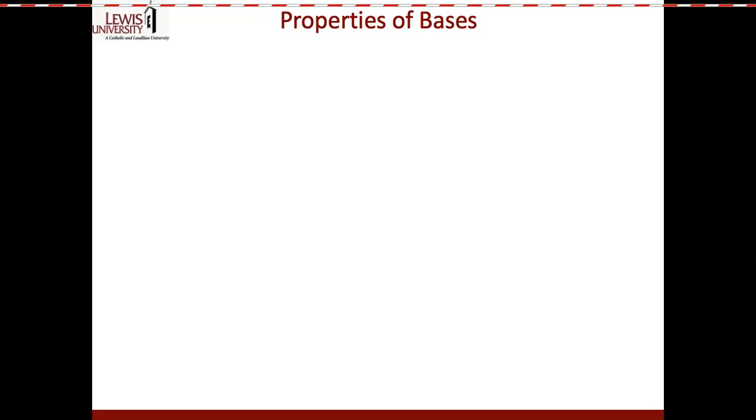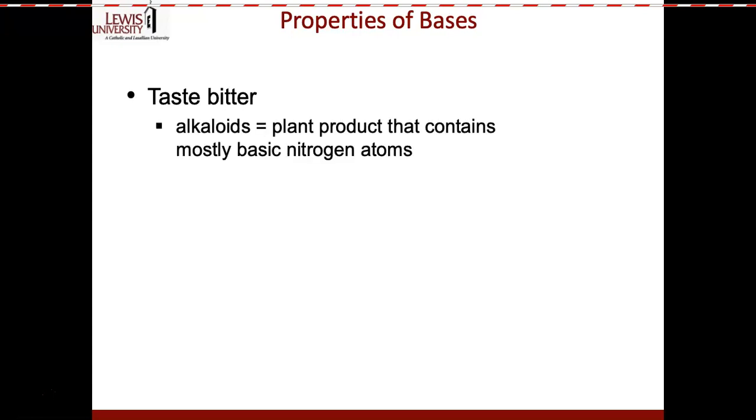what about bases? Well, a base is anything that tastes bitter, although you don't want to taste it. Actually, bases are a lot more dangerous than acids in a lot of senses. But a lot of plant products contain mostly basic nitrogen atoms. So nitrogen atoms can serve as bases. They can be poisonous, and they can lead to birth defects. So you definitely don't want to go around tasting any kind of base just to see, oh, this is sour, or this is bitter, I know this is an acid or base. That's not a good barometer for classifying these things.